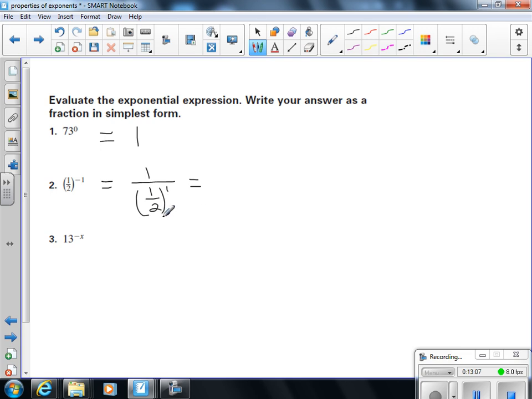no, it's 2. Because you're thinking 1 divided by 1/2, or the same as 1 times 2 over 1, which is 2. That's going back to your rules of fractions. And this last one, 13 to the negative x power, means that I'm going to have 1 over 13 to the x power. Now, can I simplify that anymore? No. Is there a fraction at the bottom? Is there a negative exponent at the bottom? No. So that's the way we leave it.